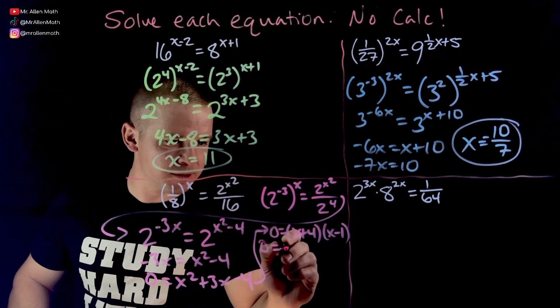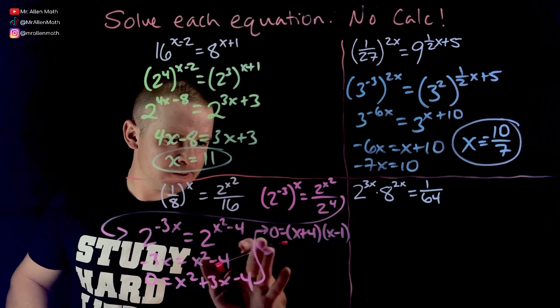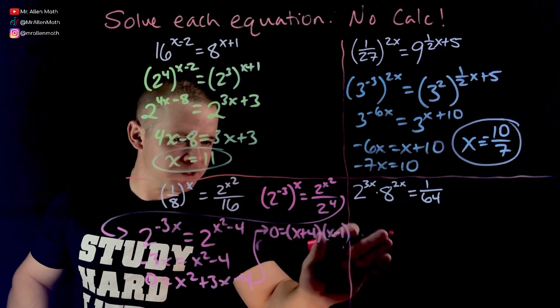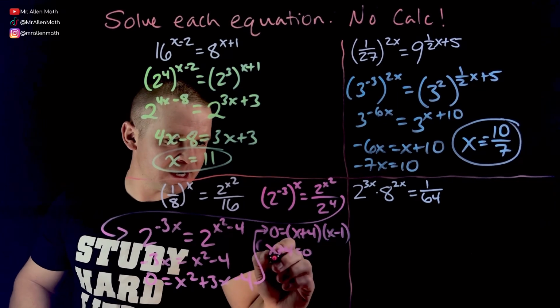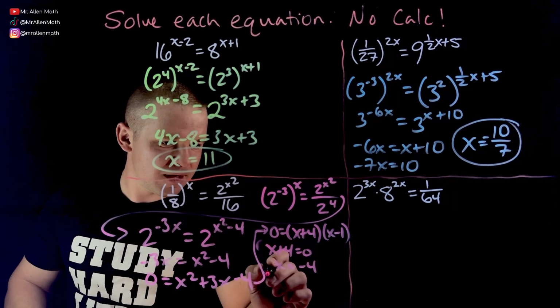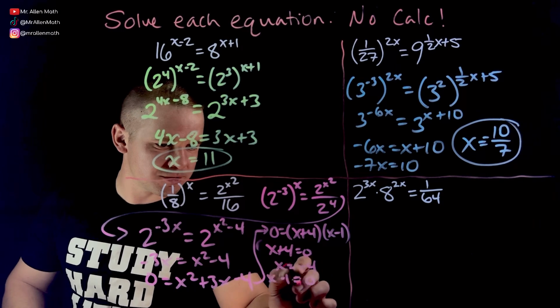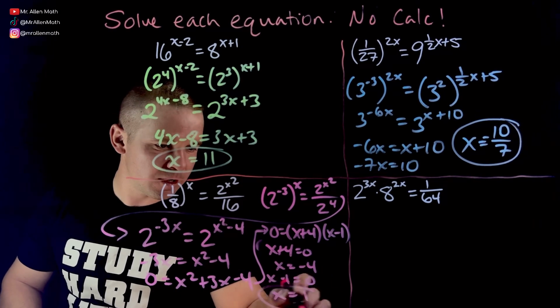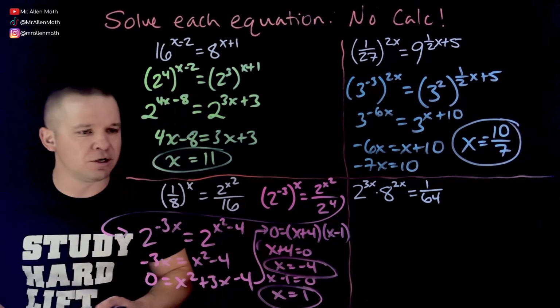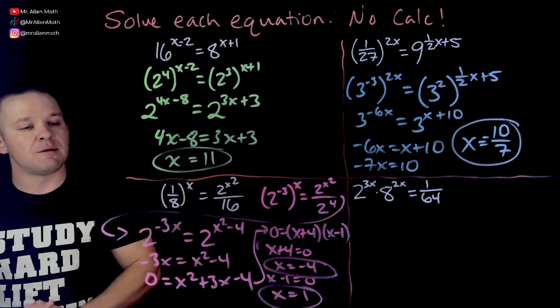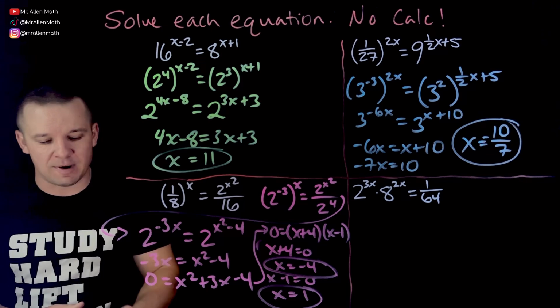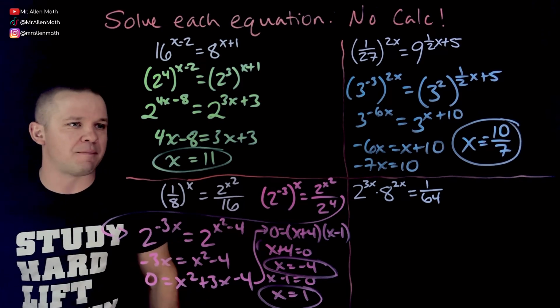We're going to set each factor equal to 0. X plus 4 equals 0, and then I would get x equals negative 4. And then x minus 1 equals 0, so I get x equals positive 1. These are my two solutions. Negative 4, positive 1. They would both work in my original, which is dope. Two answers that make that problem happen.